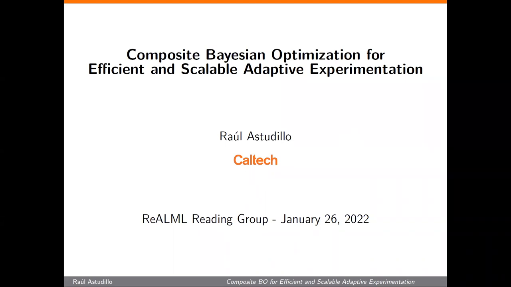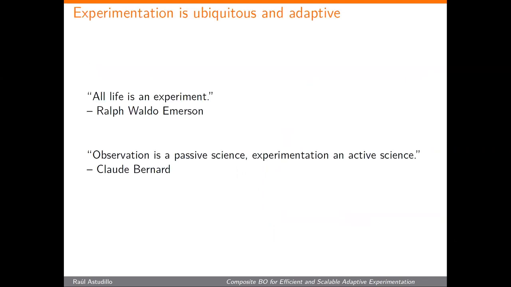Yes, thank you. Thanks for the introduction, Willie, and thanks everyone for the invitation to give this talk. Today I'm gonna be talking about my work on composite Bayesian optimization and how we can use this for more efficient and scalable adaptive experimentation. I would like to start my talk with these two quotes, which I think reflect two important aspects of experimentation. And they're gonna be kind of important in my talk.